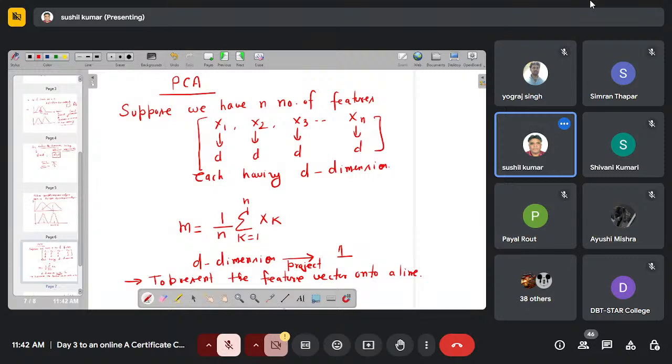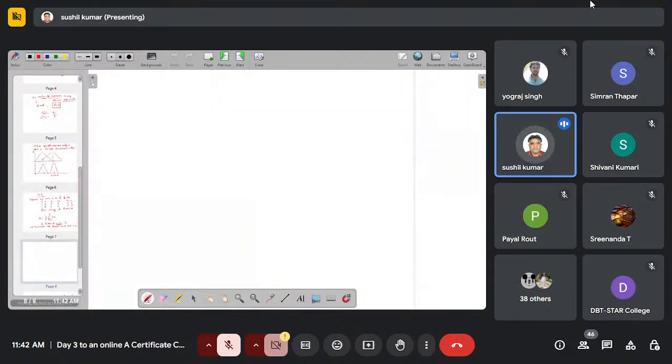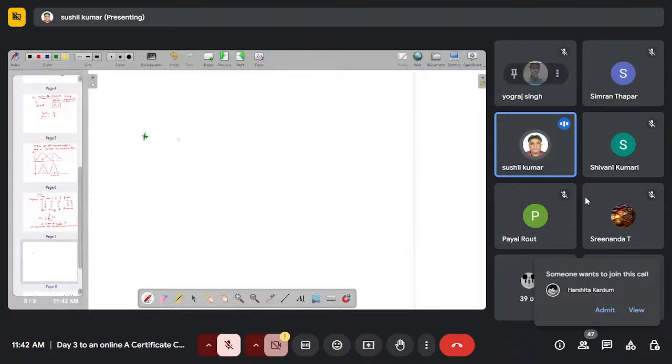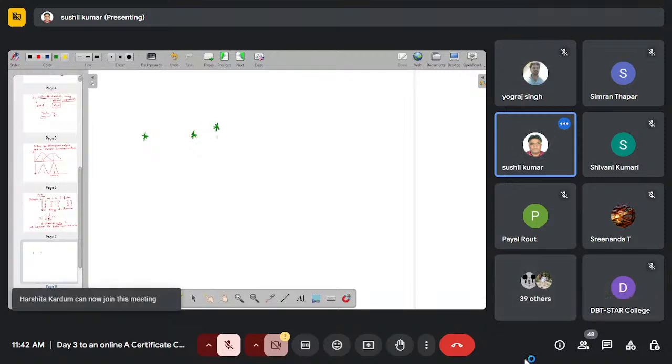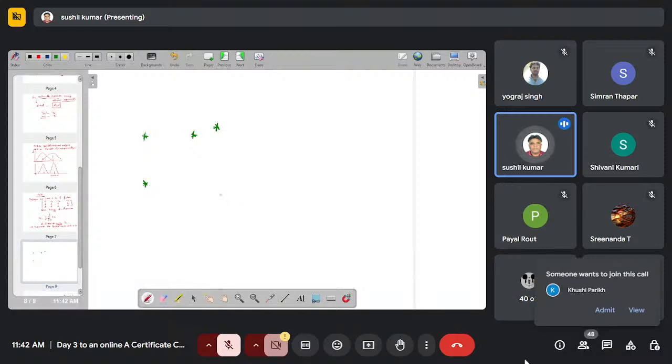Okay, so we need to project onto a line. What exactly are we doing here? Suppose I have a number of feature vectors here, at this place, at this place, and at this place.